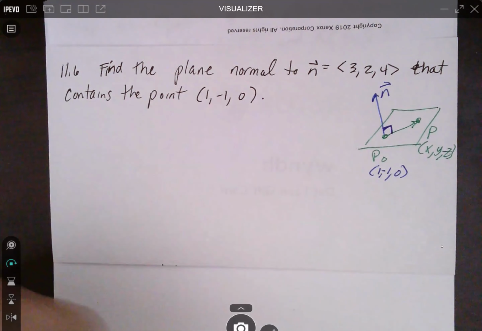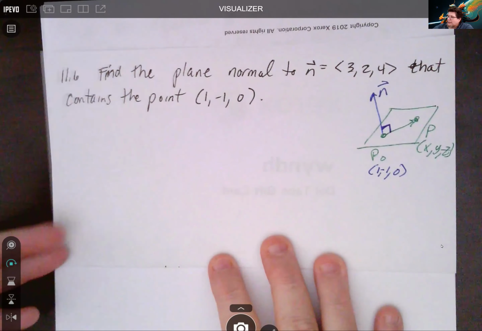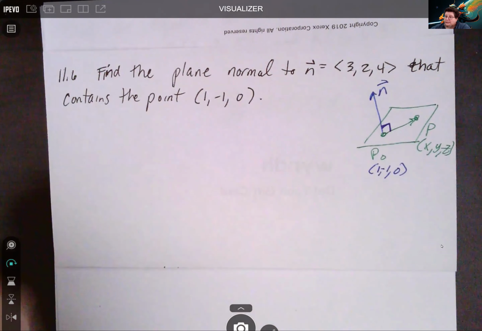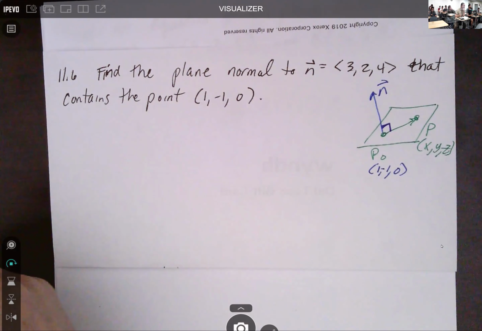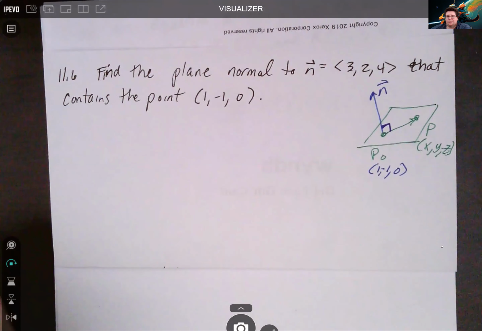All right, so what can we do here? What is this picture telling us? Pretty much what the question said. What is the question saying? That we're trying to find a normal vector to that plane that contains that point. Right, so I drew a plane containing that point and a normal vector to it.